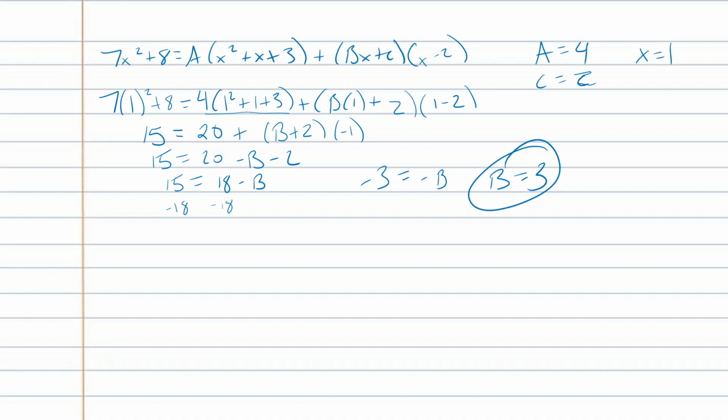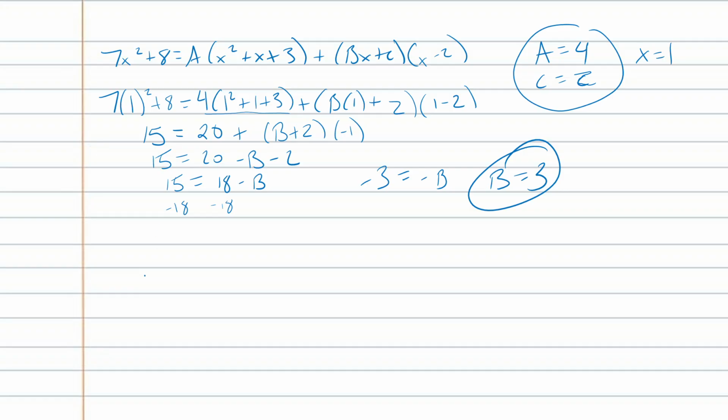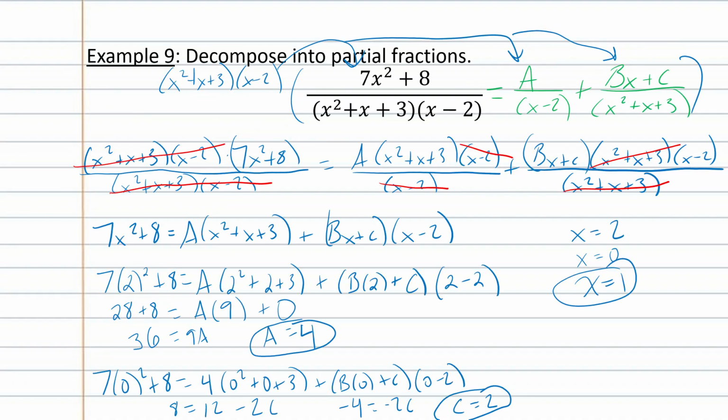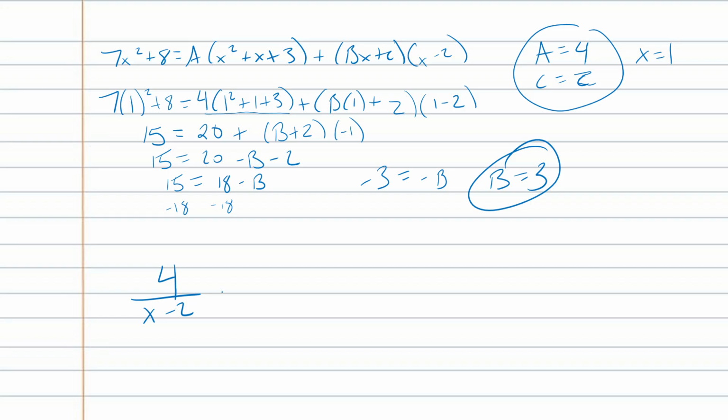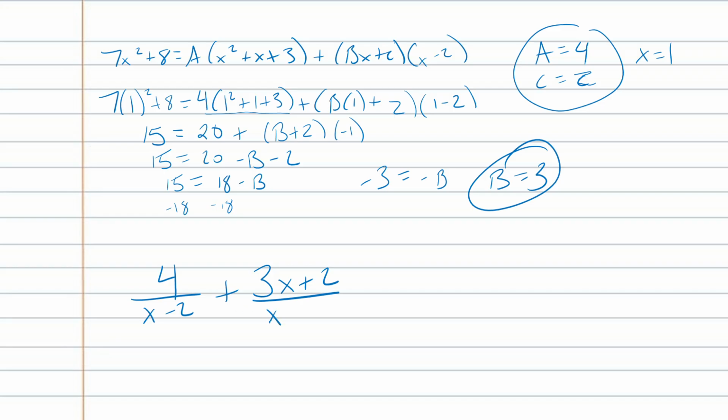Fair enough. All right, now I just have to put my a, b's, and c's in my partial fraction decomposition form. That form is a over x minus 2. So 4 over x minus 2 plus bx plus c. So plus 3x plus 2, all over x squared plus x plus 3. And we are good to go. That is our partial fraction decomposition.